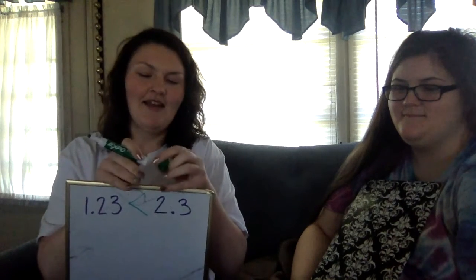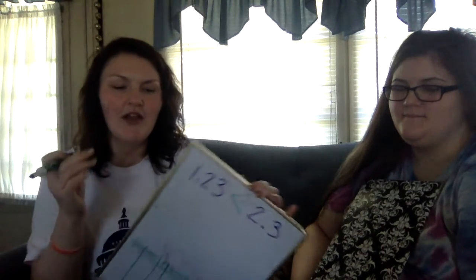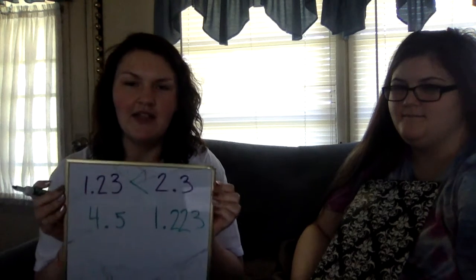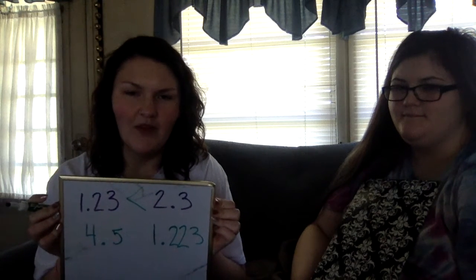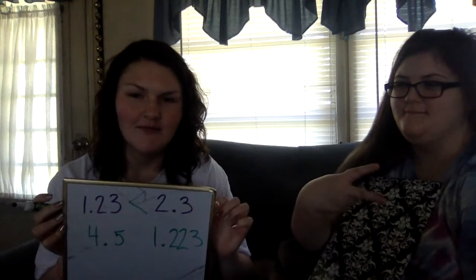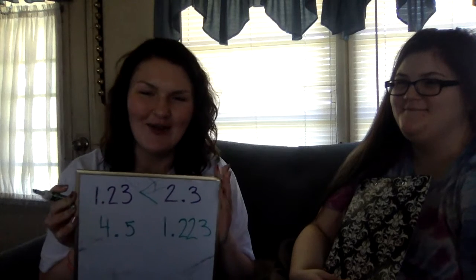So then, if some students wouldn't know that answer in my classroom, I would write down the numbers for another example. And for this example, I will be using 4.5 and 1.223. I would ask them if anybody could show me with their fingers what they thought their answer was. So can anybody tell me what the answer was? She's pretending she doesn't know the answer.